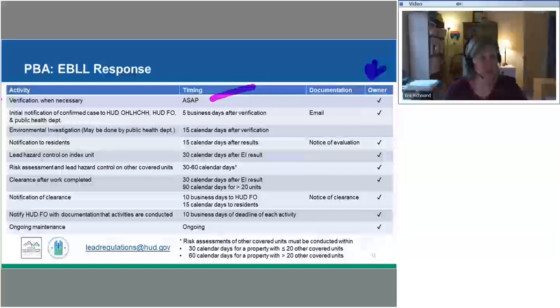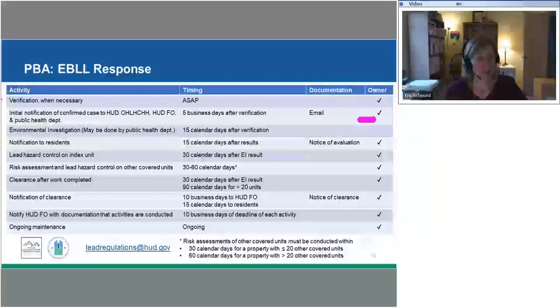The next step is initial notification of a confirmed case to HUD's Office of Lead Hazard Control and Healthy Homes, also to the HUD field office, and if the health department did not notify the owner, then the public health department also needs to be notified. Now, I know that all these responsibilities are showing up as the owner, but sometimes owners don't know how to get in contact with these different entities, so the program office may need to assist in that.